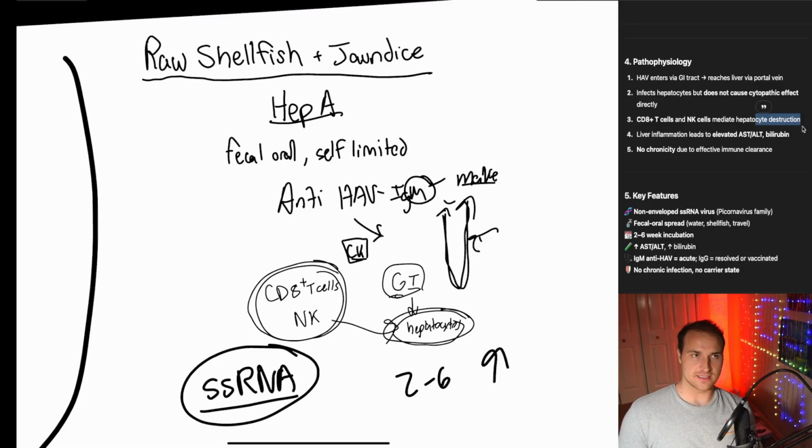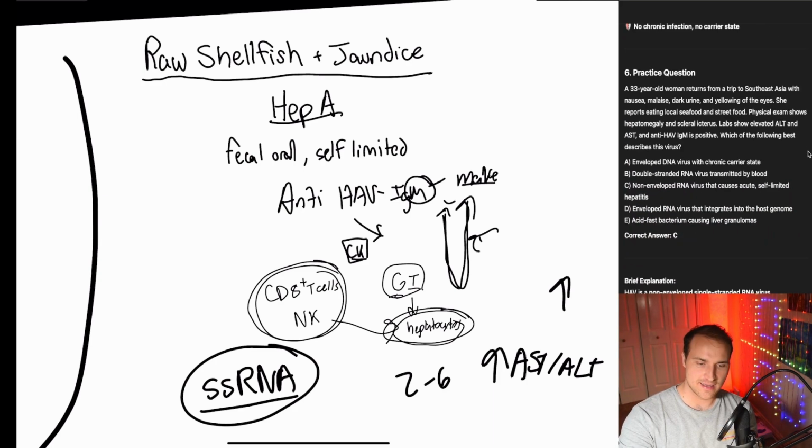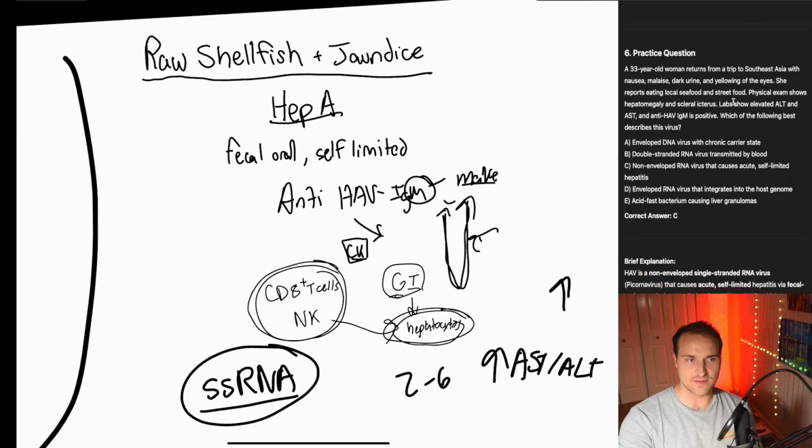And then you're going to increase, it's transaminitis, right? So you're increasing your AST, ALT, and also you get the bilirubin. Here's our practice question. Let's see if we know this. Again, this is pass level. Need to know by the time you finish your first review for your first NBME.